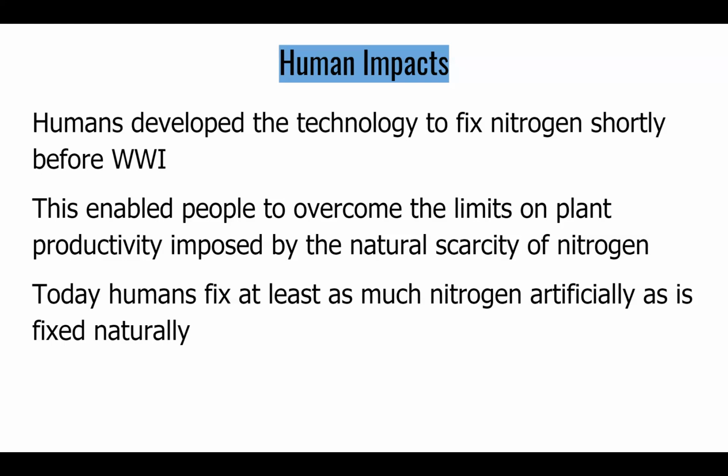Humans can mess a lot of stuff up, and they can do this by fixing nitrogen themselves. And we discovered this shortly before World War I. What this allowed us to do was overcome the limits of plant productivity imposed by nitrogen.